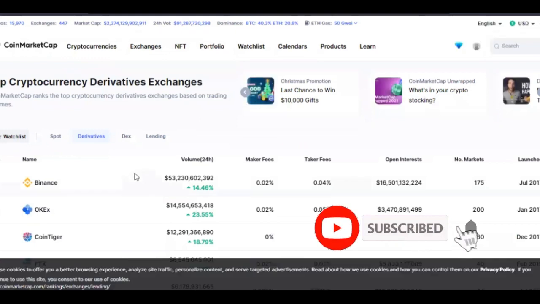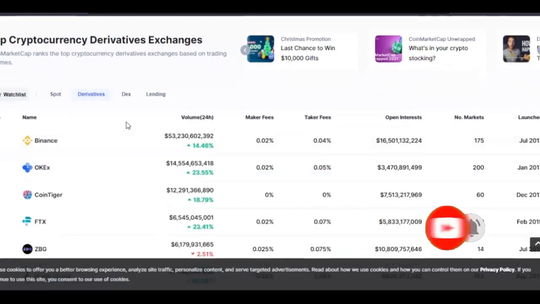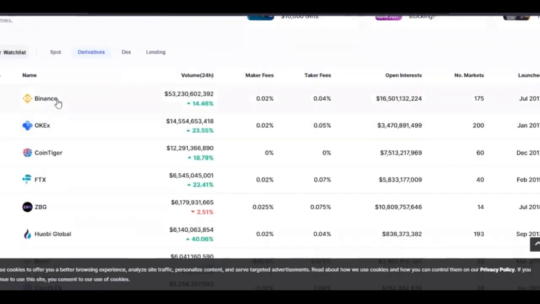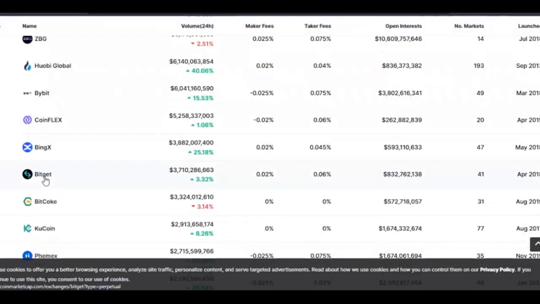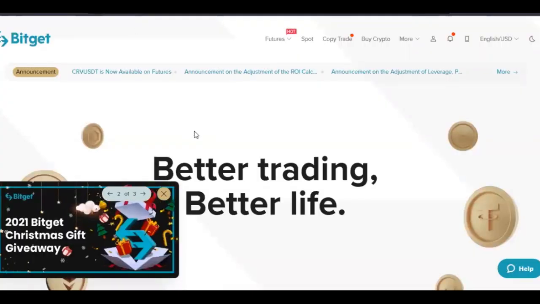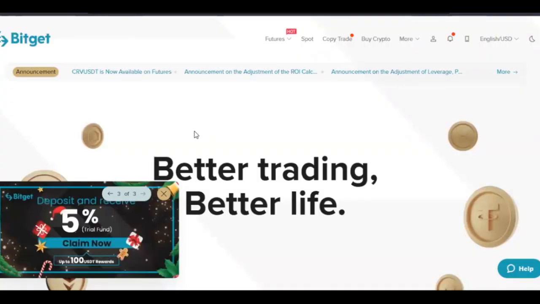here you see CoinMarketCap is ranking some of these exchanges according to their performance in the market. So you see here Binance, OKX, and all of these, but here our focus is on Bitget. Bitget currently is ranking number 9 in the market when it comes to derivative trading. And as it stands around the world right now, Bitget is your number one go-to place when it comes to copy trading.